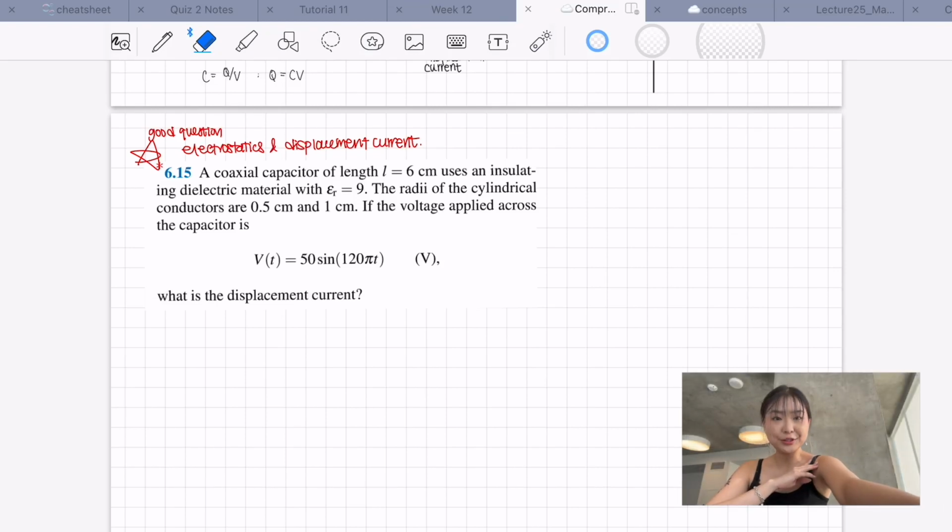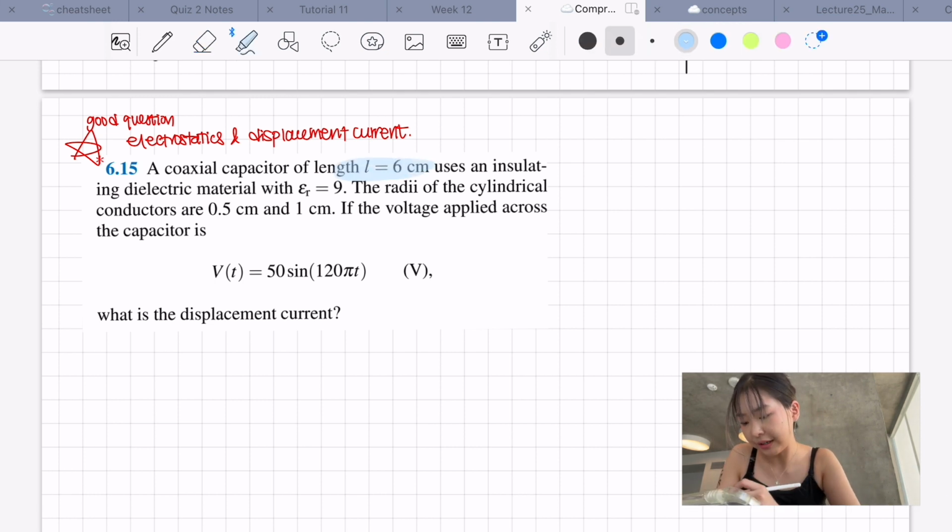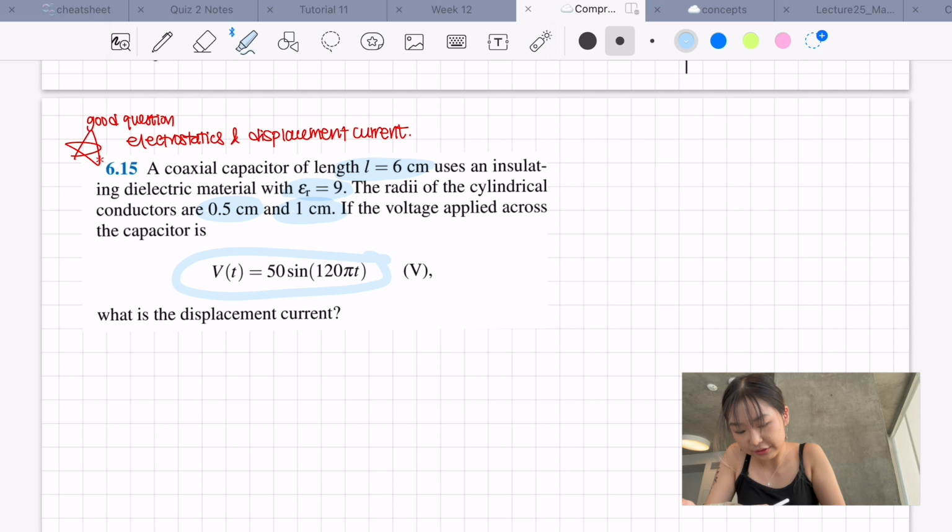Hello, and I'm going to be trying to solve question 6.15. It talks about a coaxial capacitor of length equal to 6 centimeters that uses an insulating dielectric material where epsilon R is equal to 9. The radii of the cylindrical conductors are 0.5 centimeters and 1 centimeter. They give us the voltage applied across the capacitor, and it asks us to find the displacement current through this coaxial capacitor.